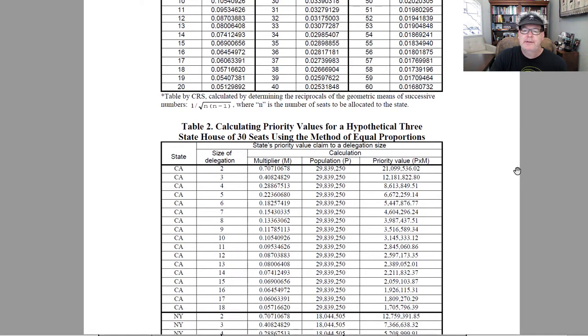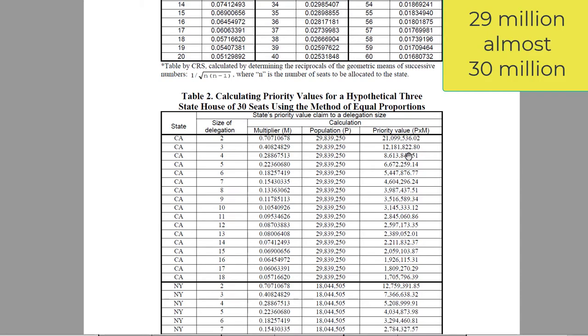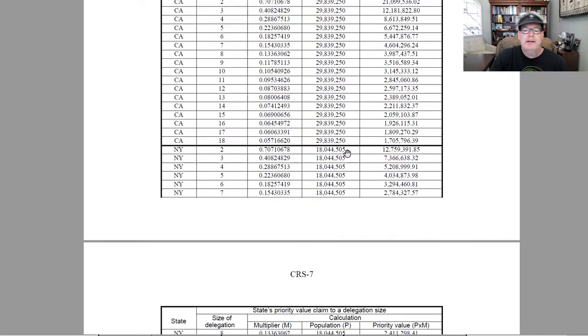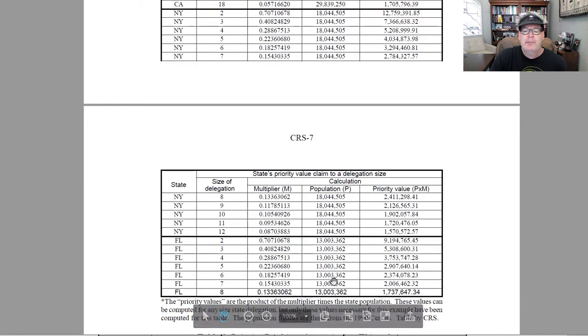And then there's an example where we just look at 3 states and their populations from 2000. We looked at California and its population right there, that's not going to change, New York and its population, and Florida and its population. So we're going to do these priority values.